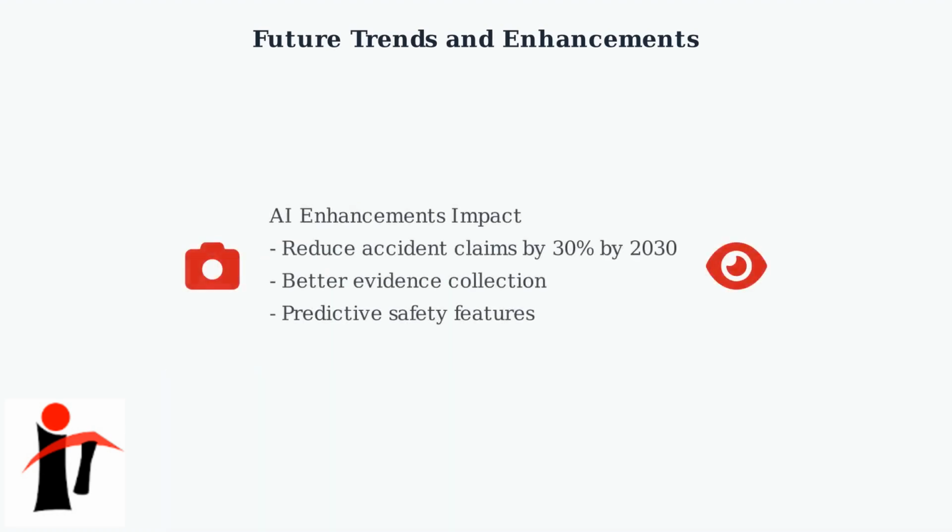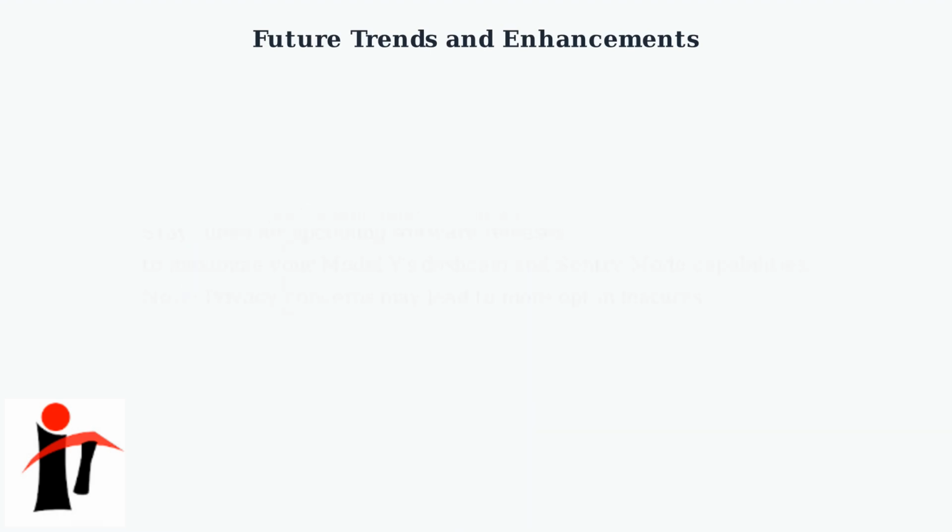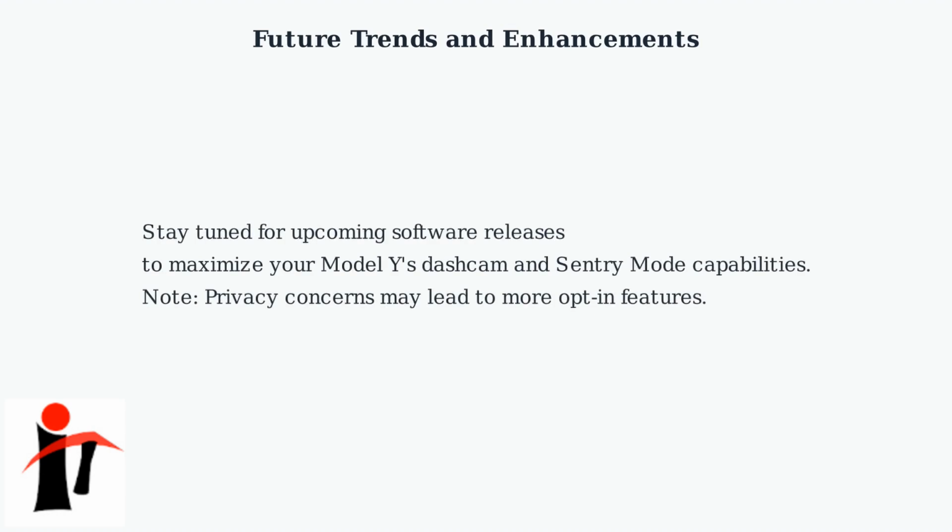By 2030, AI enhancements could reduce accident claims by 30% through improved evidence collection and predictive safety features that analyze footage in real time. Stay tuned for upcoming software releases to maximize the benefits of your Model Y's Dashcam and Sentry Mode capabilities. However, ongoing privacy concerns may result in more opt-in features.